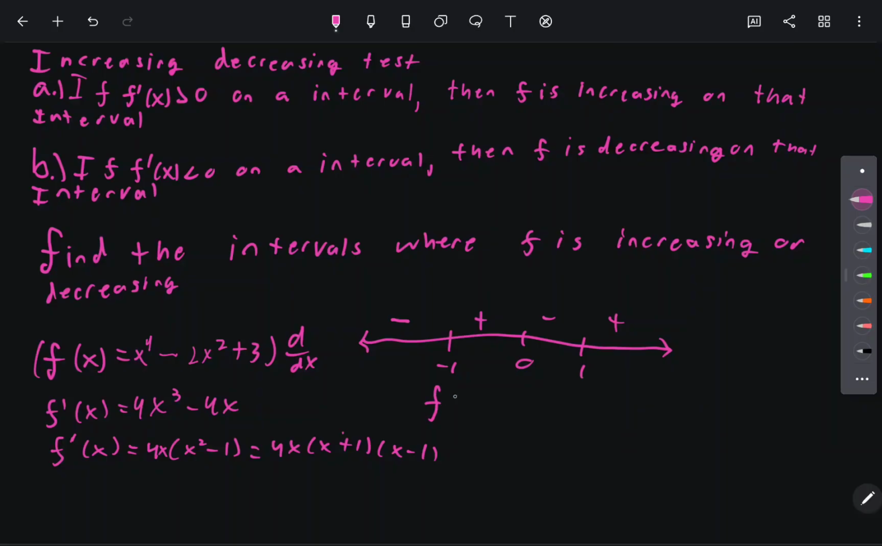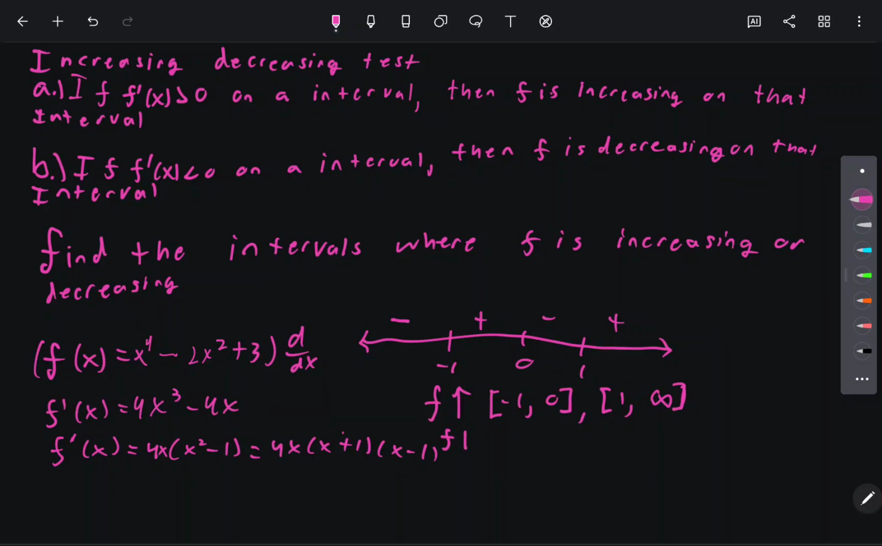So what we'll see here is that f prime, or sorry, not f prime, but f is increasing where f prime is positive. So f is increasing in this case from, and we're going to include the endpoints, negative 1 to 0, and then 1 to infinity. Alright.